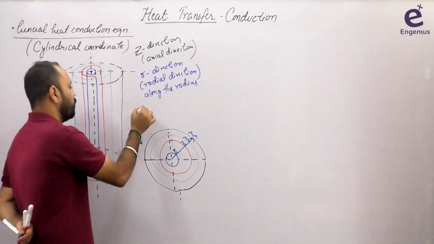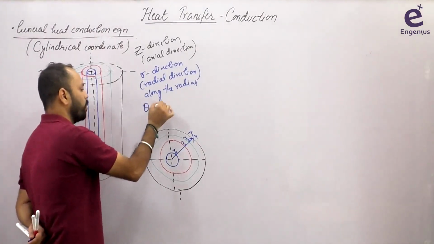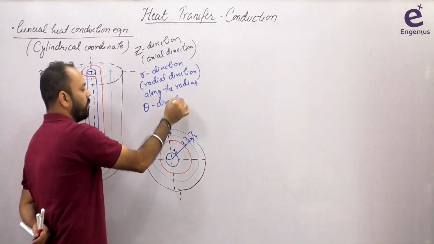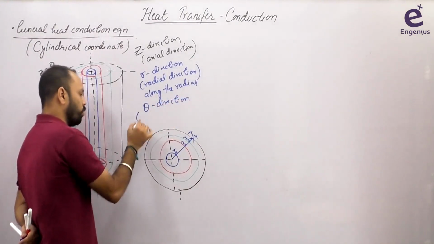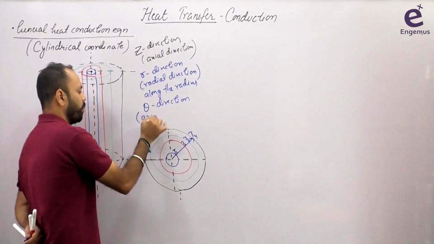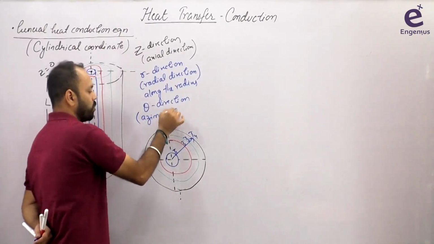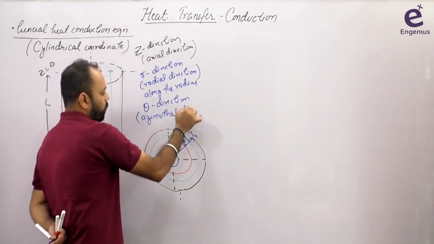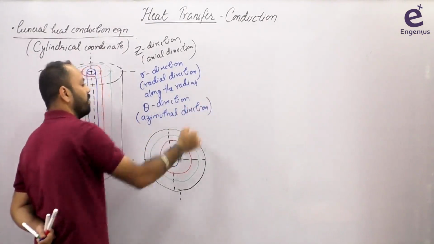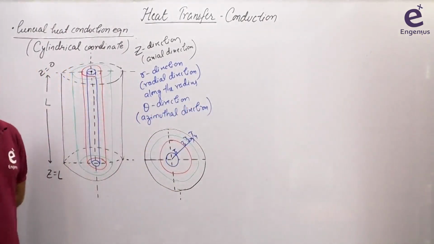One more direction is the theta direction. For this, let me give you a name. You should know this is called the azimuthal direction. Okay? So these are R, Z and theta. Now, theta is which direction?